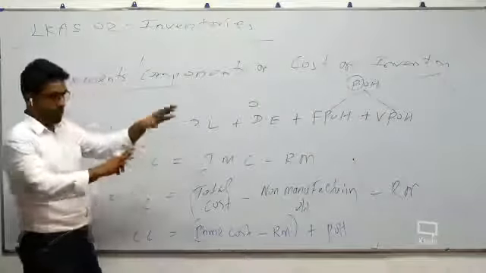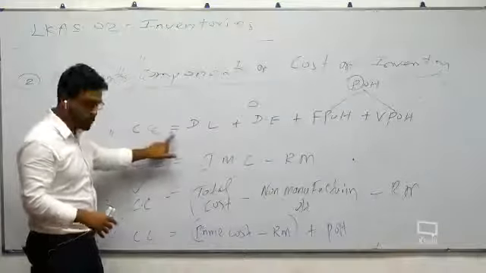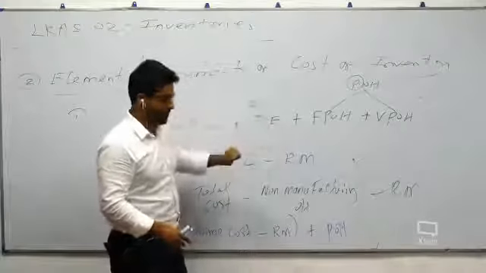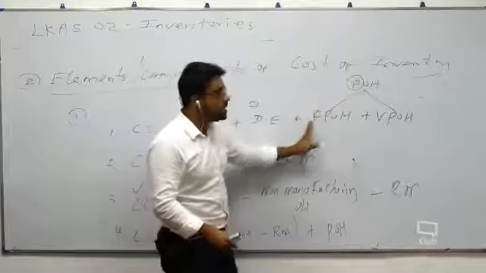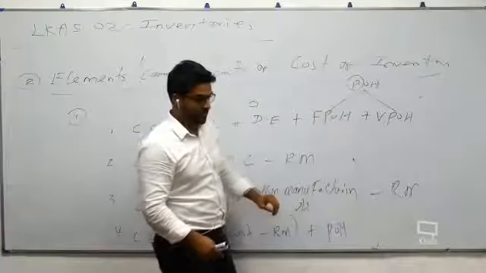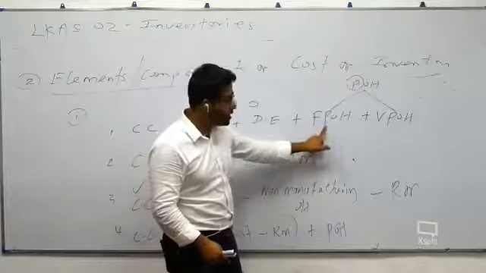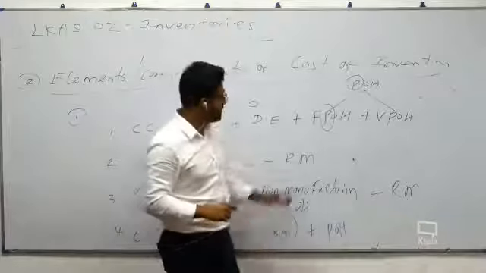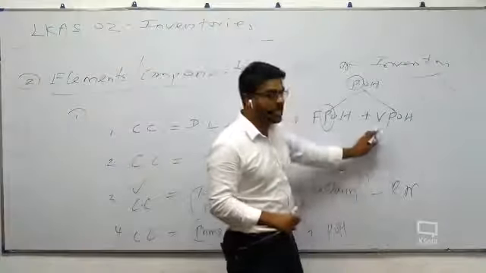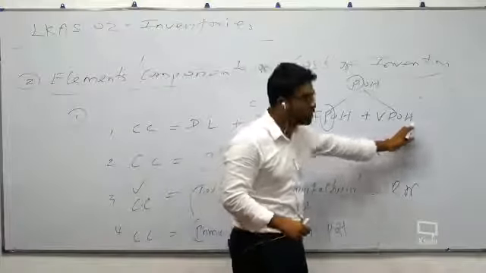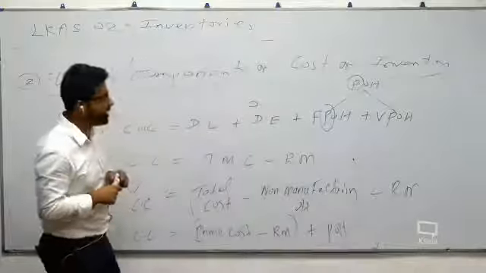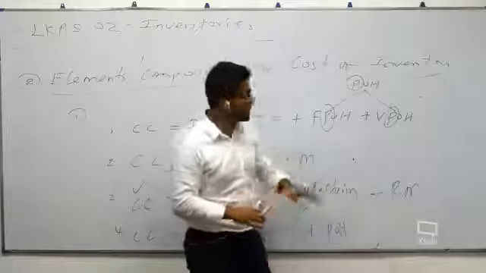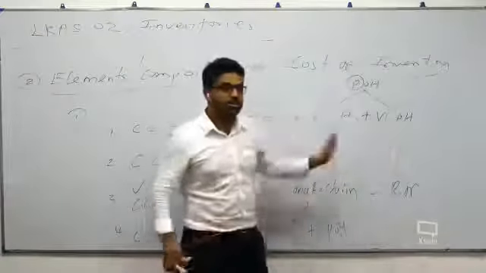Let me read it out. You don't write like this, you write properly. Conversion cost is equal to direct labor, other direct expense, fixed production overhead plus variable production overhead. The word production is important because non-production won't come. Guys, this production is important. If I have not mentioned the word production, the formula is wrong.